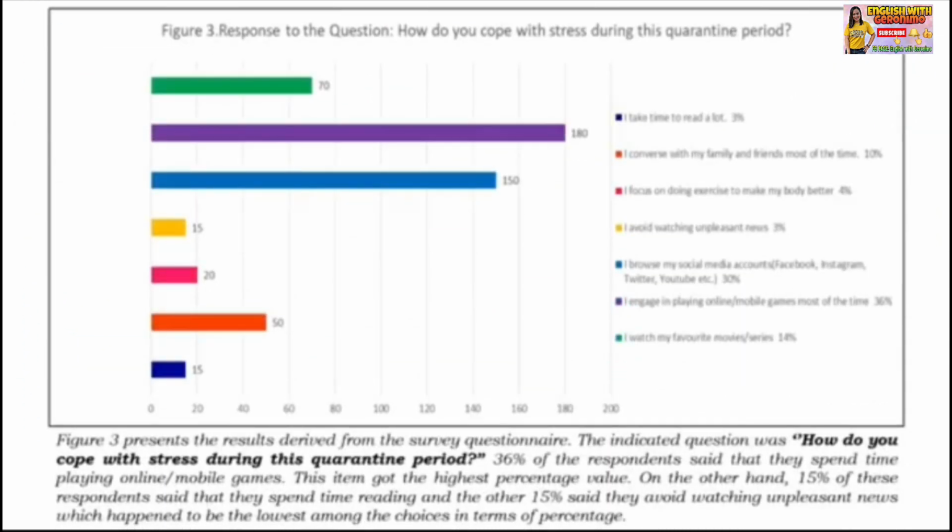Let's take a closer look at this graph. Figure 3 presents the results derived from the survey questionnaire. The indicated question was, how do you cope with stress during this quarantine period? 36% of the respondents said that they spend time playing online mobile games. This item got the highest percentage value. On the other hand, 15% of these respondents said that they spend time reading, and the other 15% said they avoid watching unpleasant news, which happened to be the lowest among the choices in terms of percentage.